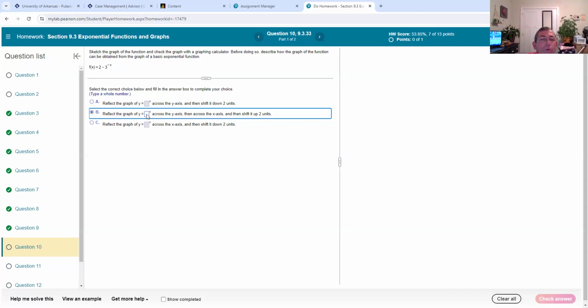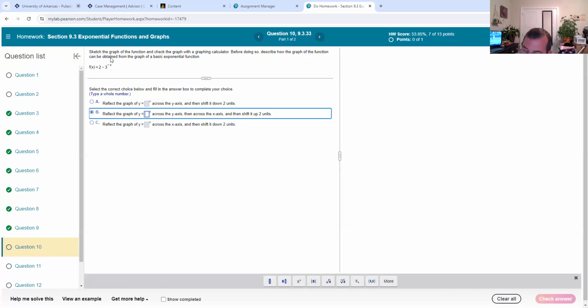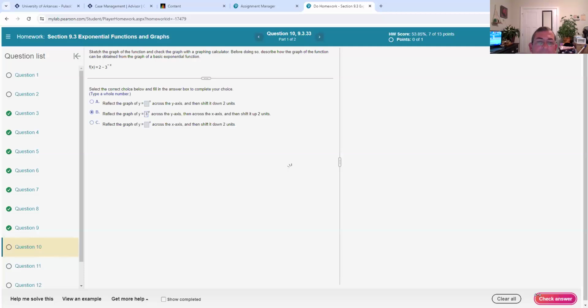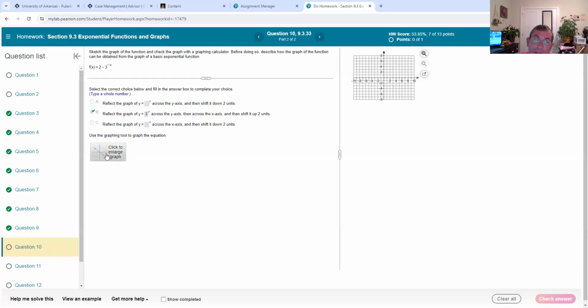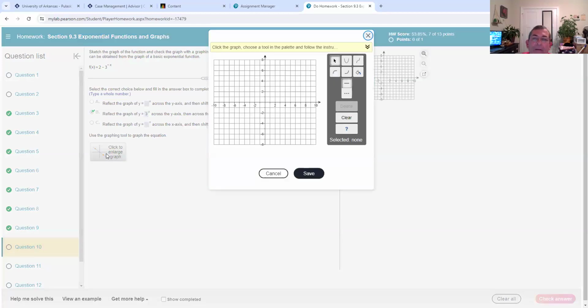And our base we start with, we don't care about the negative, we just want the base. The base is the 3, okay? You don't have to put the negative because the negative is accounted for where it says across the x-axis, okay? So when we see that reflect across the x-axis, we know there's a negative in front of that 3, okay?